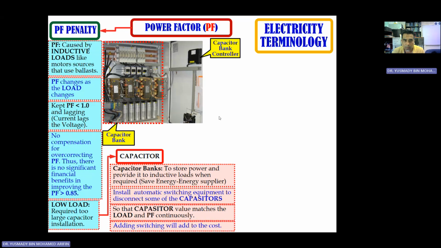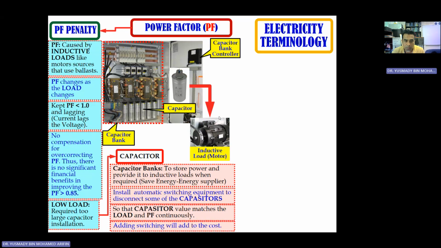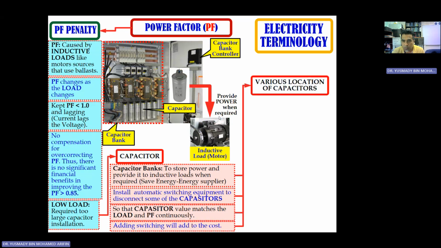So we have the capacitor bank regulator or controller, and this is an individual capacitor. This capacitor will provide power when required, especially for the inductive load, for example, the electric motor. So in order to implement the capacitor bank, we need to install the capacitor at various locations. There are two types of location of the capacitor.